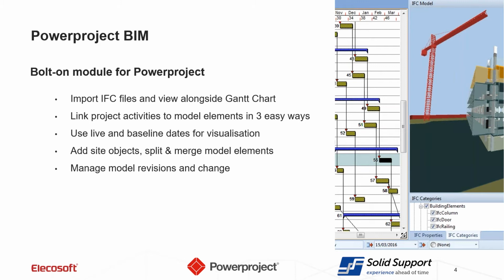You can split and merge model elements inside your model. So if it's not split for the number of pours for a slab, you can actually do that manually inside Powerproject. You're not changing the model, you're just changing it inside Powerproject from a planner's perspective.